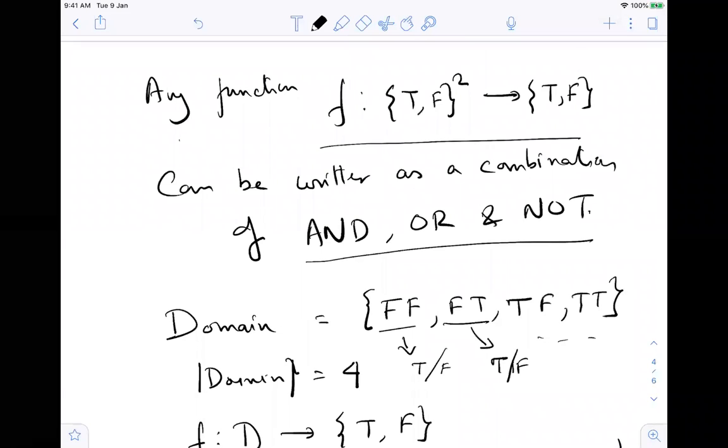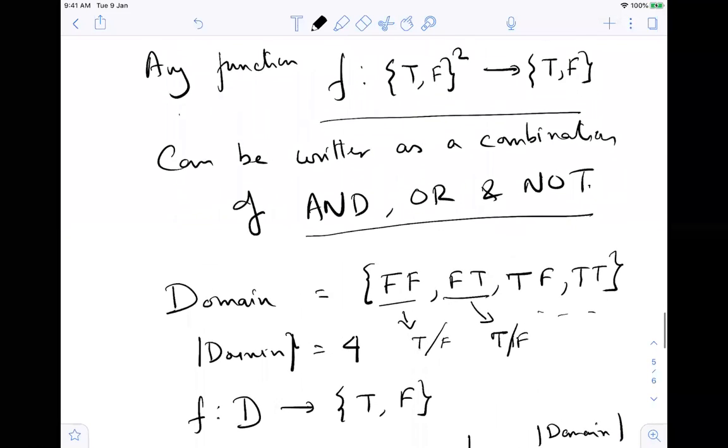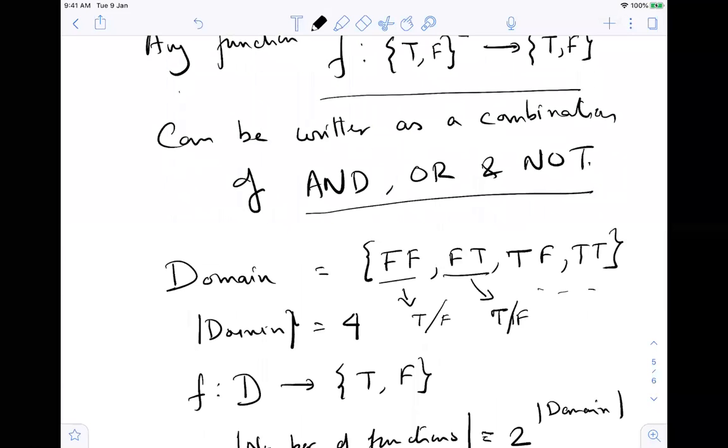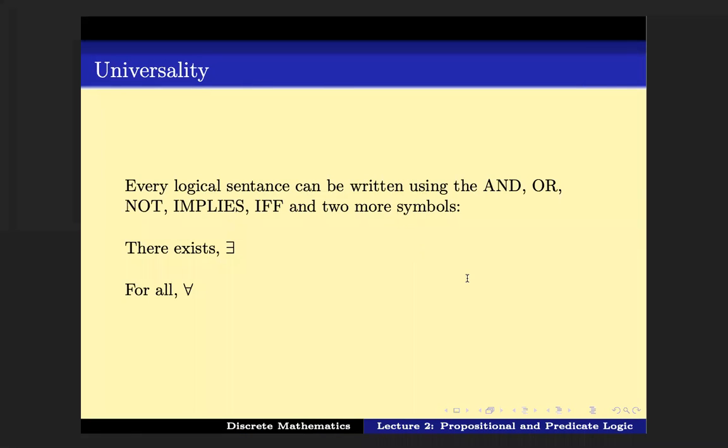Okay. So in the statement for all x P of x, here P of x is called a predicate. So it's not a statement, right?